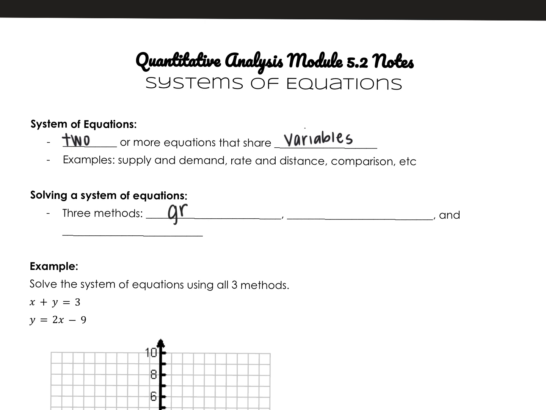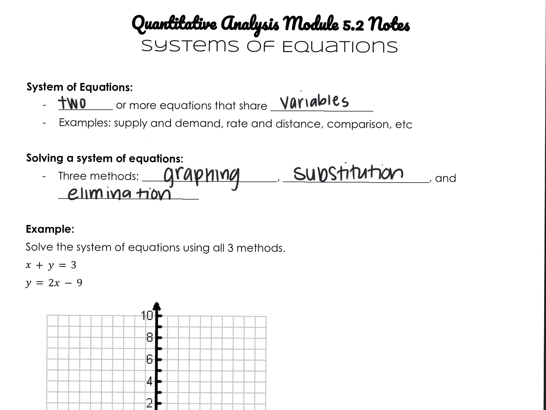We have graphing, then we have substitution, and we have elimination. So graphing is great because you get to kind of visualize how the relationship between the two systems works together. You can see how they go.